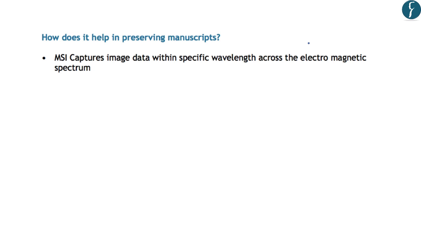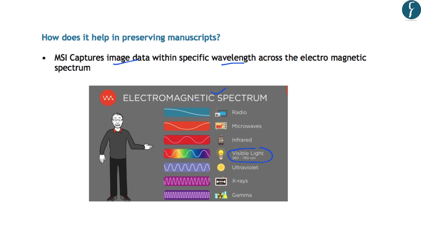Now what multispectral imaging does is that it captures the image data within specific wavelengths across the electromagnetic spectrum. So here we should note that out of the full electromagnetic spectrum, only those lights which fall under the visible section of the electromagnetic spectrum are visible to the naked eye. And in this line, our eyes have limitation in processing the data which is provided by an image. Now, what multispectral imaging does is that it captures information beyond the visible spectrum as well.